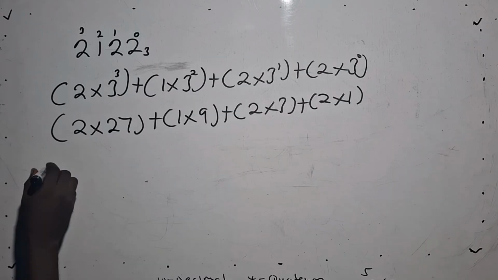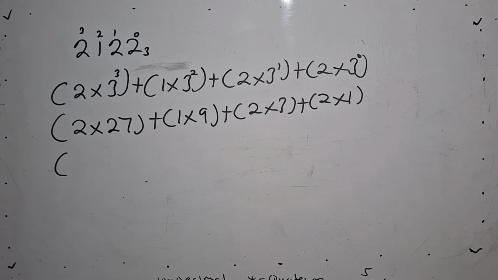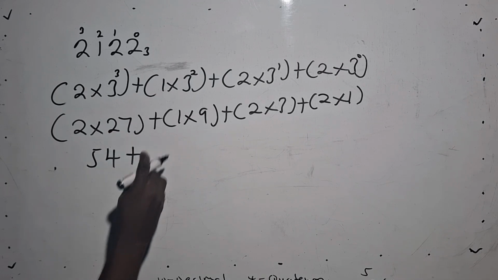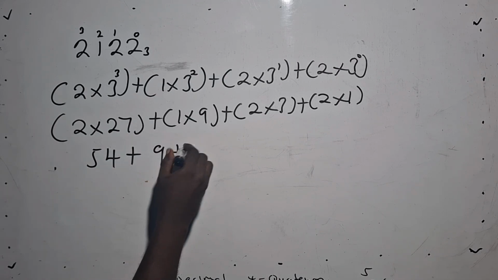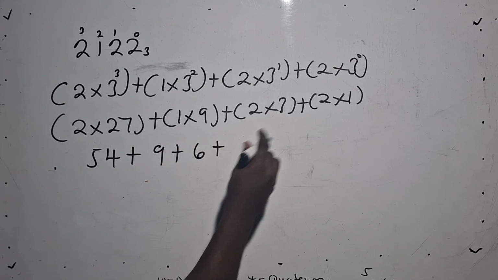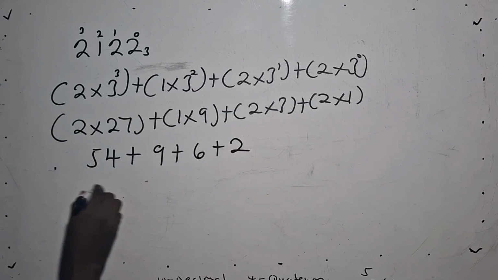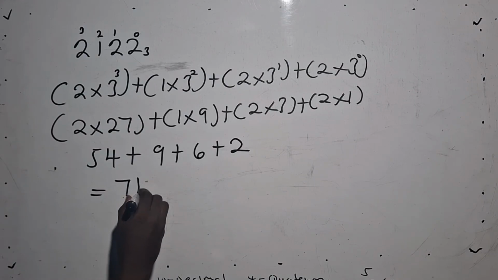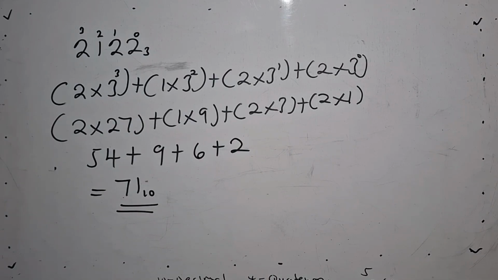Yes, now what do we have here? 2 times 27 is going to give us 54, plus 1 times 9, which will give us 9, 2 times 3, which will give us 6, 2 times 1, which will give us 2. Now when we add 54 plus 9 plus 6 plus 2, it is going to give us 71 base 10 as our final answer. So we are quickly going to take the next question.